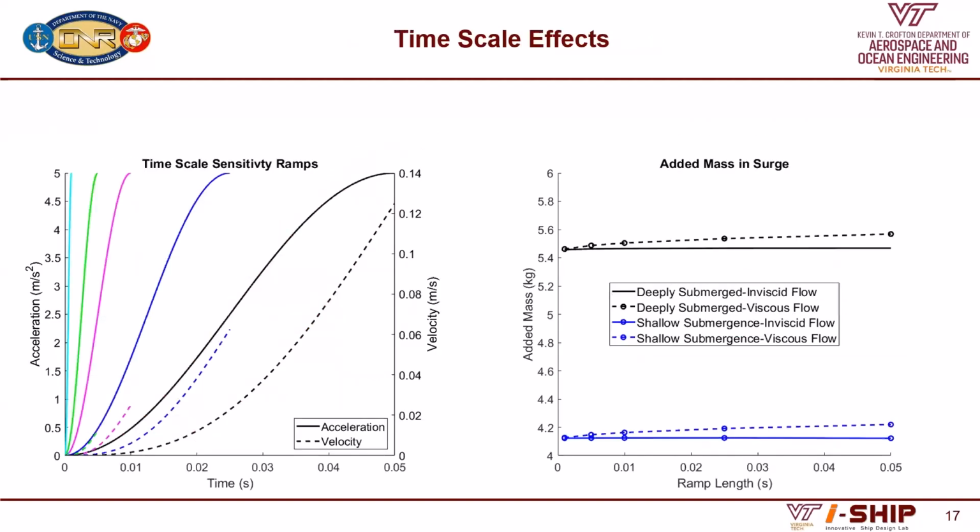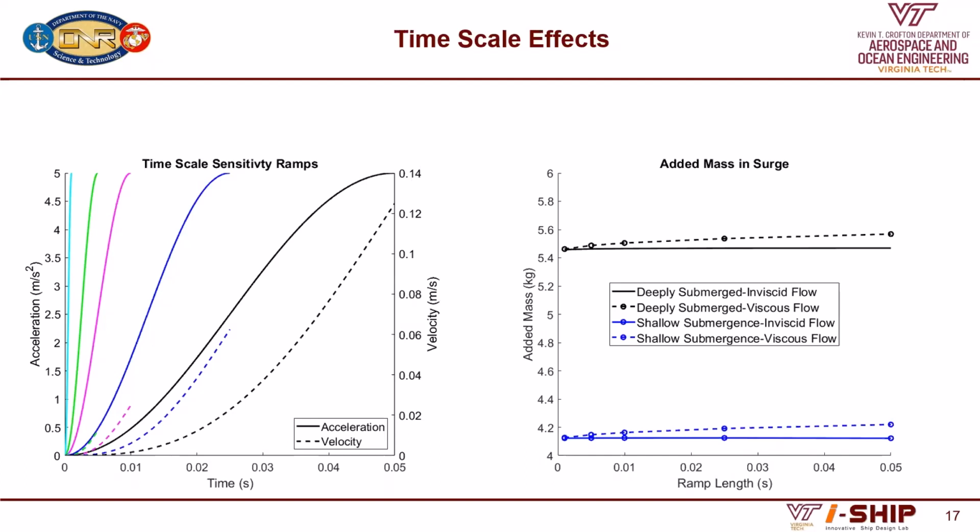Then looking at the time scale, so the effect of how long this acceleration is applied to the body. We use 5 different time scales to understand the effect that running longer simulations has on the body. And we see both those time scale ramps and the results on the right. I used surge in this case instead of sway because of the length of the body compared to the diameter. And we see that the inviscid cases don't really have an effect with the timescale used.